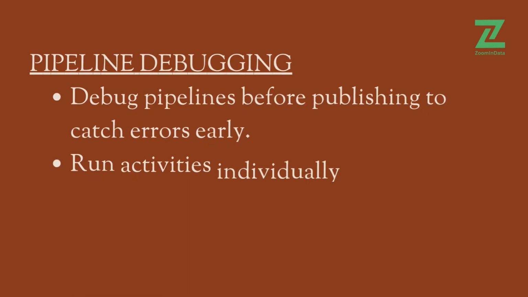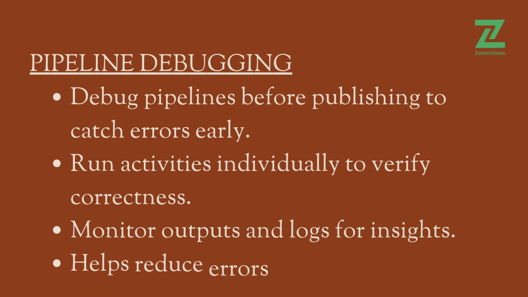Debugging is a critical step in pipeline development. Run pipelines in debug mode before publishing to catch errors early. You can execute individual activities to verify their correctness and monitor outputs and logs for insights. Debugging reduces the chance of errors in production workflows.